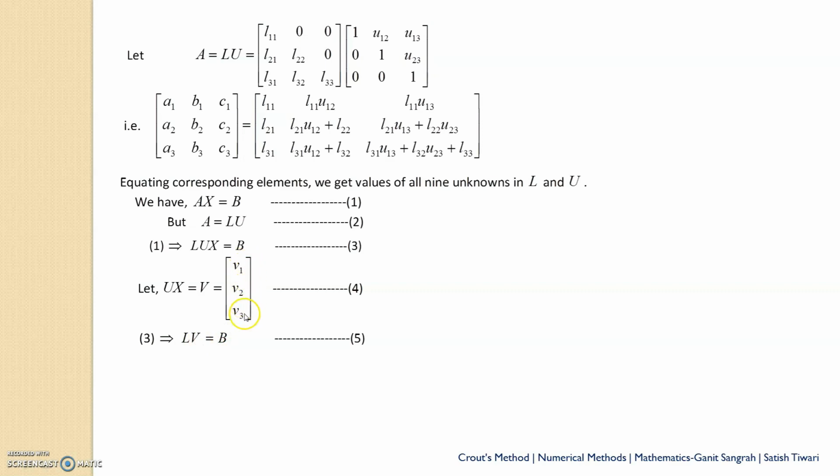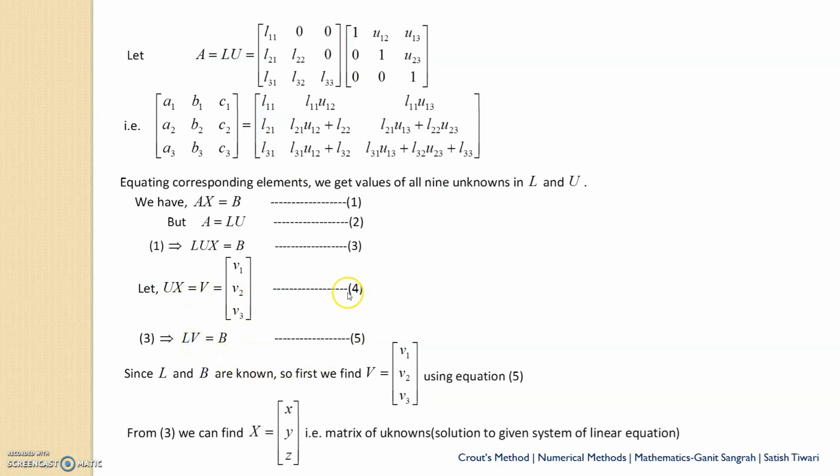After getting this V1, V2, V3, we substitute this V here and we will use equation number 4 to get the value of X. So you have to use equation number 5 to find the value of V, and you have to use equation number 4 to find the value of X. And X is nothing but the unknown X, Y and Z, which is the solution of the given system of equations. So this is the procedure, that is how to proceed for Crout's method, that is the LU decomposition method.